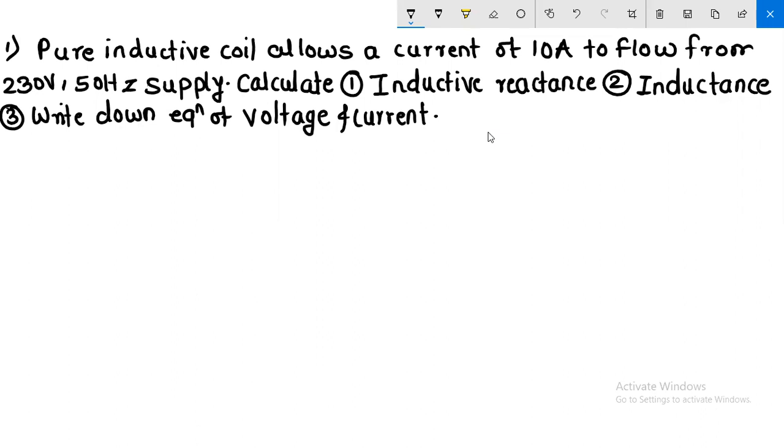Did everyone write down the example? Yes, sir. Now concentrate here. We will first write down the given things, which are given to us.